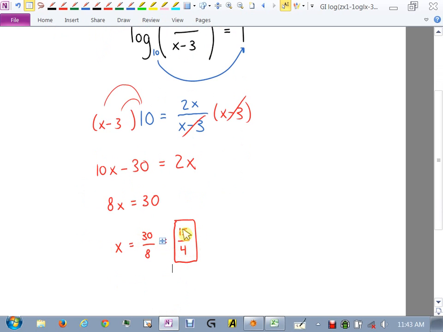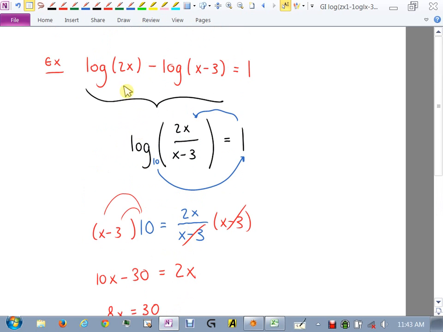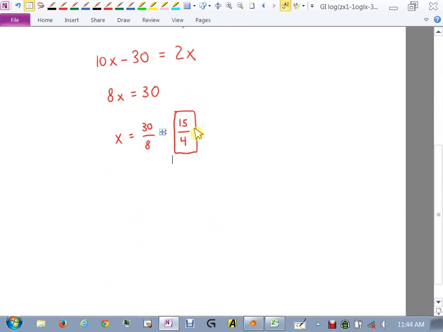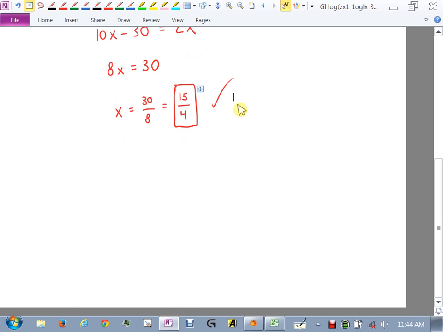Okay, does this work? This is a little bigger than 3. 2 times something bigger than 3 is bigger than 0. A number that's a little bigger than 3 minus 3 is still bigger than 0, so that works also. So this solution is good. We all right? Not so bad? Okay, how about this last one? We're moving along pretty good here.